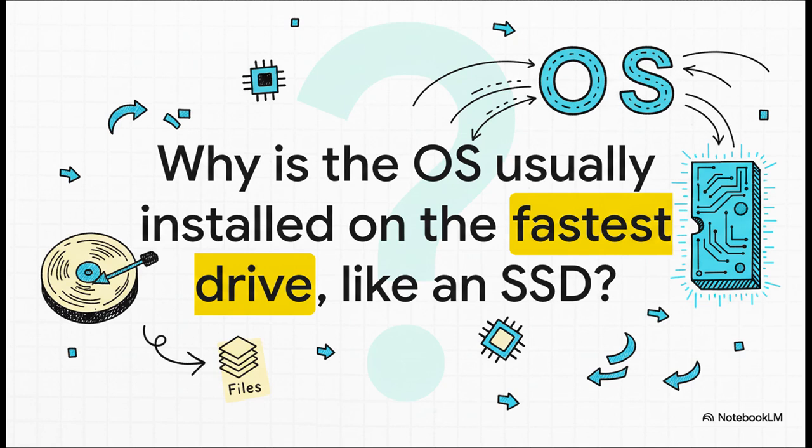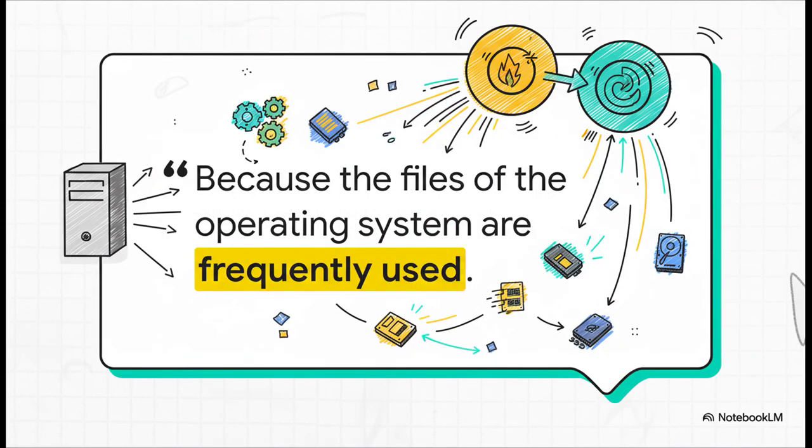So here's a good question for you to make this a little more real. We all know that modern solid-state drives, SSDs, are way, way faster than old-school hard drives. So why is it so important to install your operating system on the absolute fastest drive you've got? Well, the answer is actually pretty simple. It's because the OS is being used constantly. For pretty much anything you do, opening a file, launching an app, anything, the computer needs to read files from the operating system.